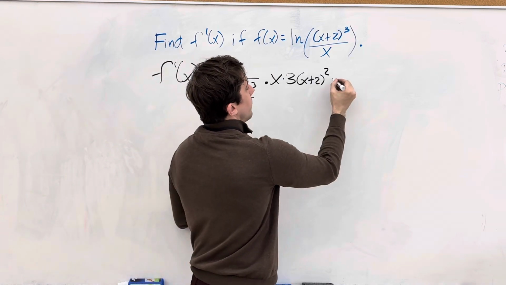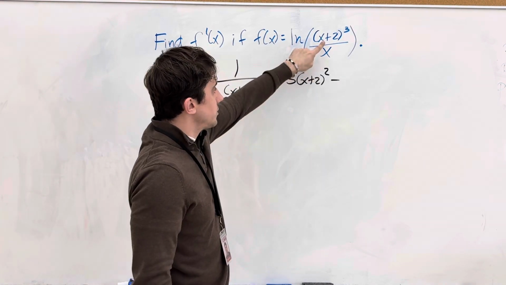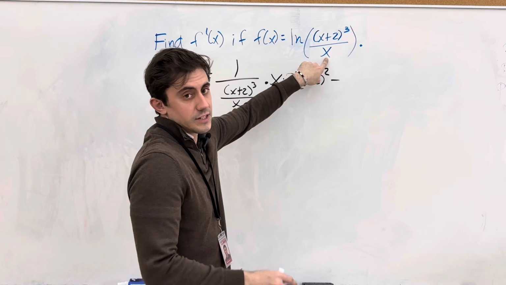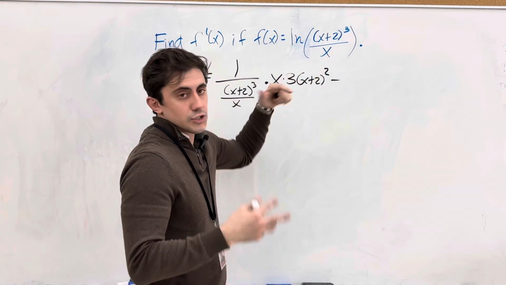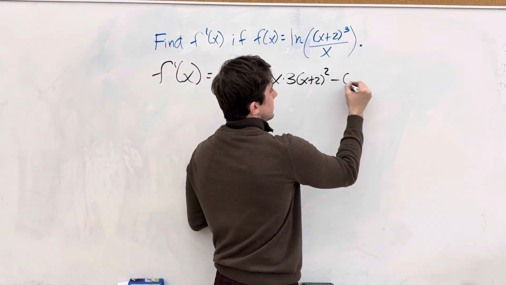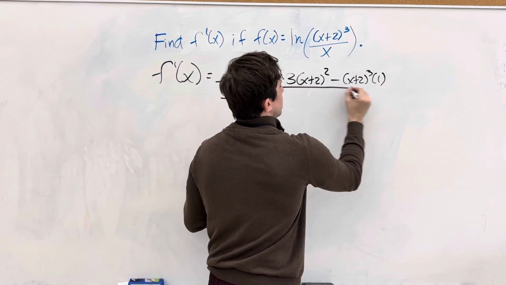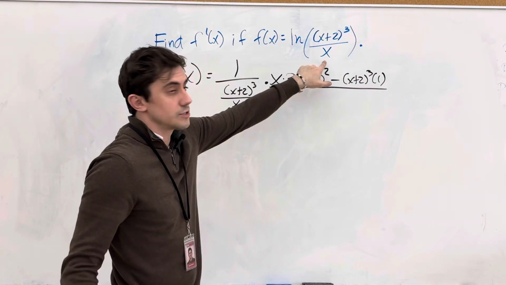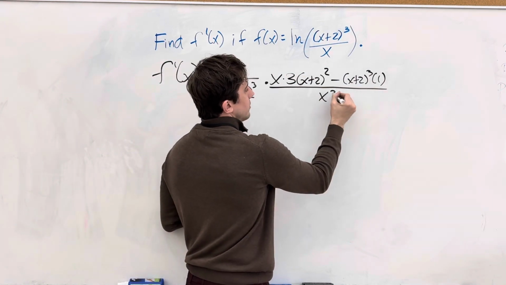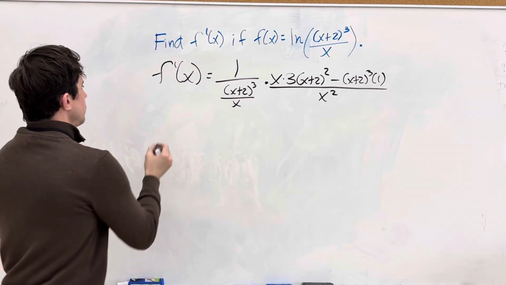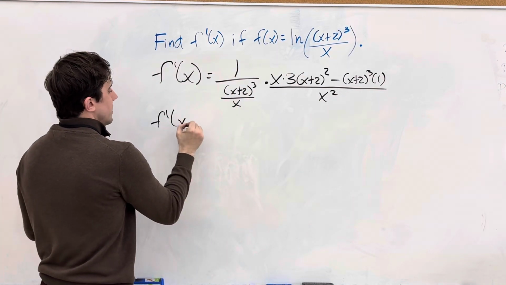Let's continue. Minus, the quotient rule now reads minus the numerator times the derivative of the denominator. The derivative of x is just 1 conveniently, so we'll just have minus (x plus 2) all cubed times 1. And all of that is over the denominator squared, for us meaning all over x squared. So that's not too terrible. Let's simplify as much as we can.